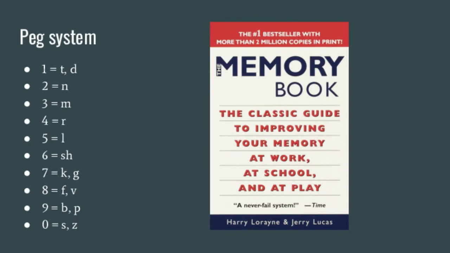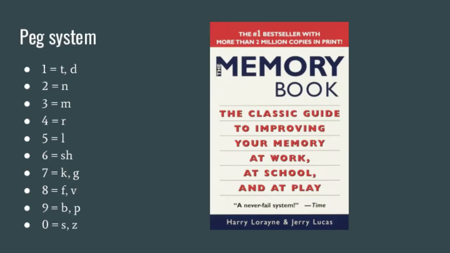I don't know if this one is available in Korea, but there are other books like this on memory techniques, mnemonics. They may have a different peg system. Doesn't matter if you use this one or whatever. Just whatever works. Okay, so these authors, their peg system that they presented is this. So you turn each number into a particular consonant sound. So one is going to be T or D. I mean, T and D are similar. Two is N, and so on, like this.